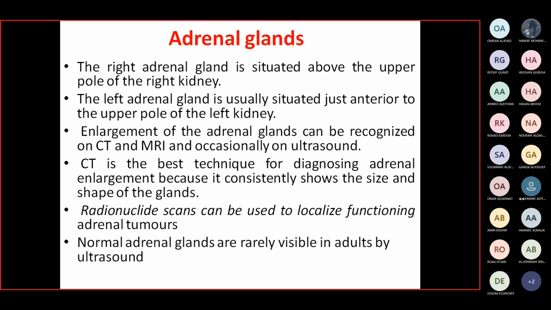Enlargement of the adrenal gland can be demonstrated by CT and MRI, and sometimes by ultrasound. When there is enlargement of the adrenal gland, this can be recognized on CT and also on MRI, and sometimes on ultrasound. But CT is the best imaging technique for diagnosis of adrenal gland enlargement. Why? Because it consistently shows the size and shape of the gland. So CT is the best.